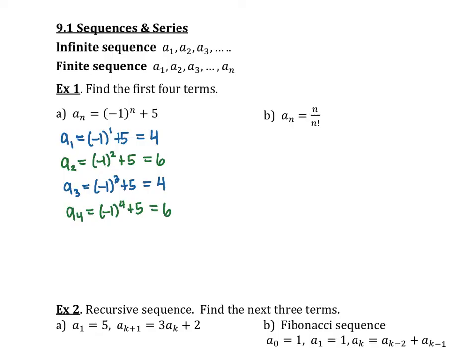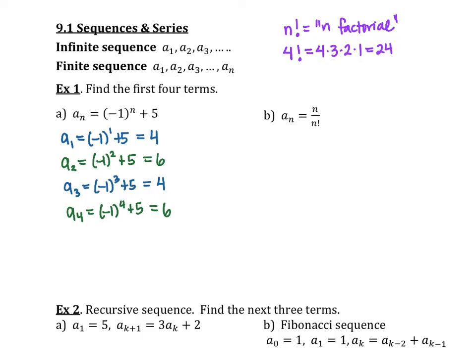B says a sub n is n over n factorial. I did briefly show you what factorial is in class, but I'm going to define it if you've never seen it. Okay, n exclamation point. In math, we say n factorial. So for example, if I do 4 factorial, which I write as 4 exclamation mark, I am multiplying the number 4 times the integer lower, 4 times 3 times 2 times 1, which is 24. So 4 factorial is 24.